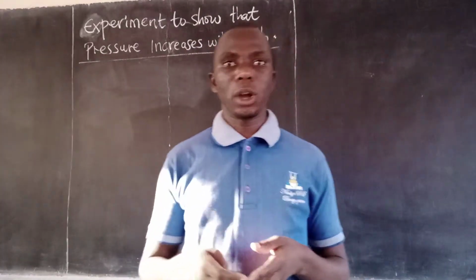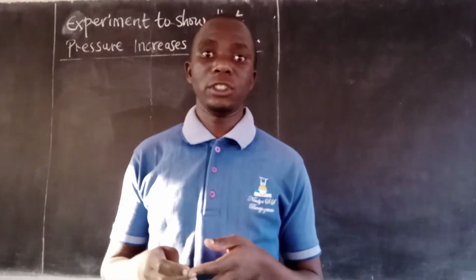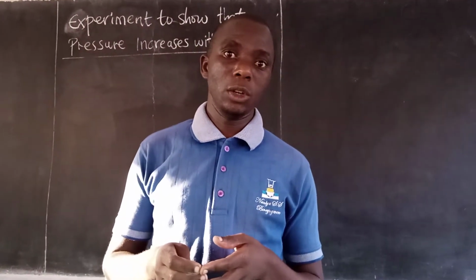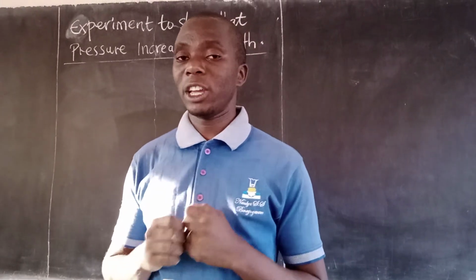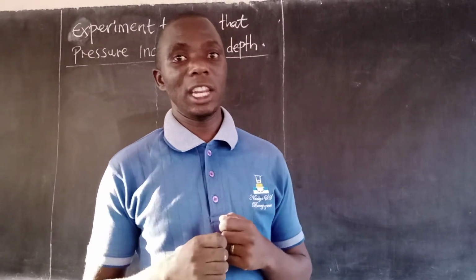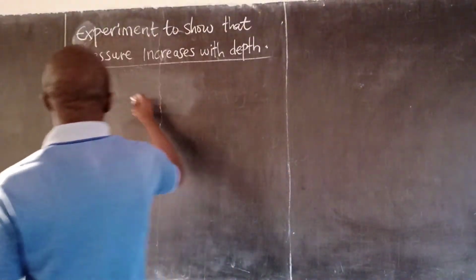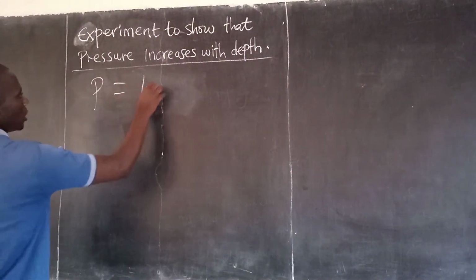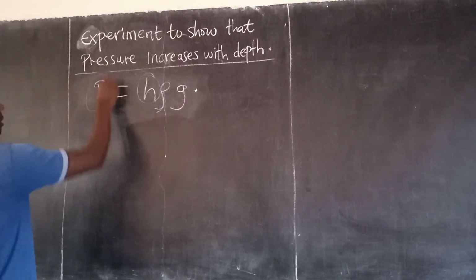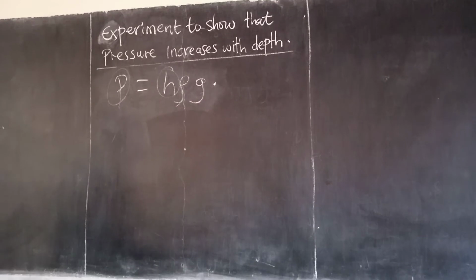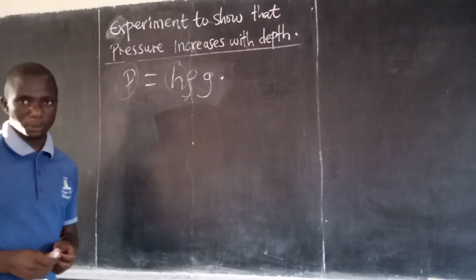Once again, welcome to yet another lesson of physics year 2, and we have been studying about pressure in solids, now pressure in liquids. And remember that in our previous lesson we studied that pressure equals H rho G, where H is the depth and this is the pressure, and from where we concluded that pressure increases with depth.